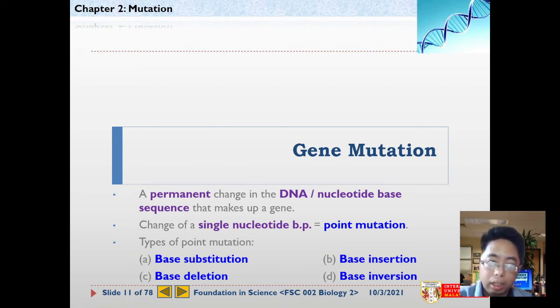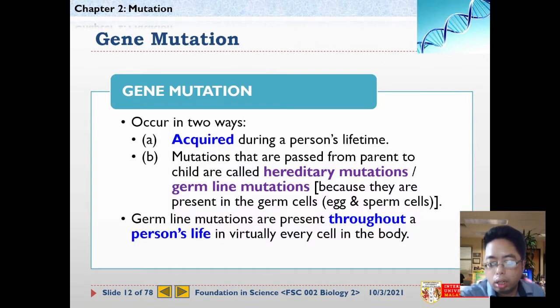Let's say that we have ATCG, right? A and then T and then C and then G. That's our sequence. What if we add another letter between A and T? We add G, so AGTCG. What does it mean? It means that now you have base insertion. What about you have ATCG in the beginning, but now you have ACG. The T is gone. So that's what's called base deletion. And lastly, you have base inversion, where the whole sequence is reversed. ATCG becomes GCTA.